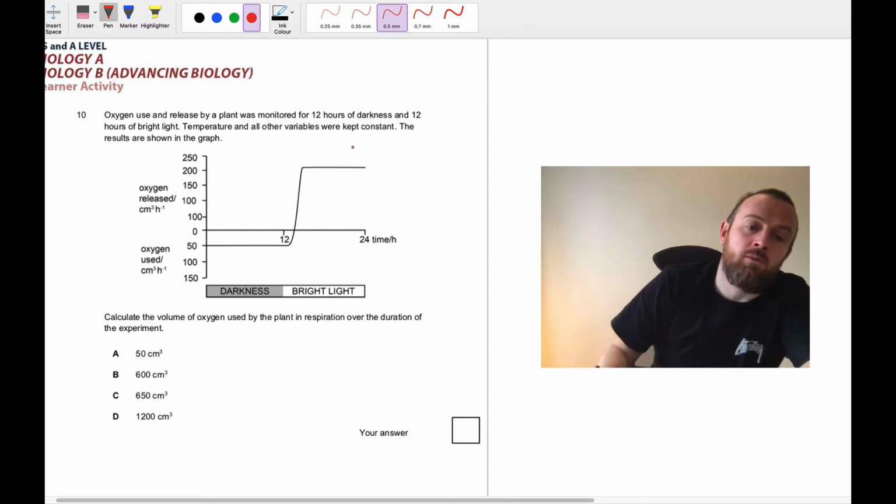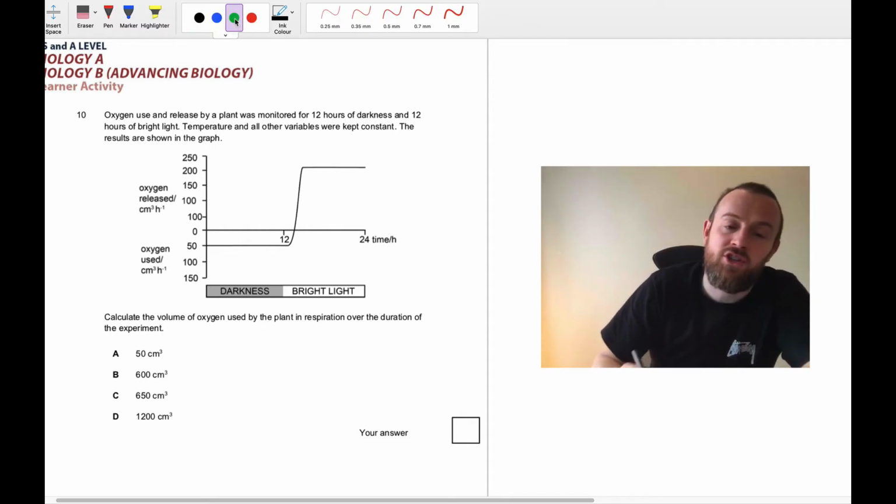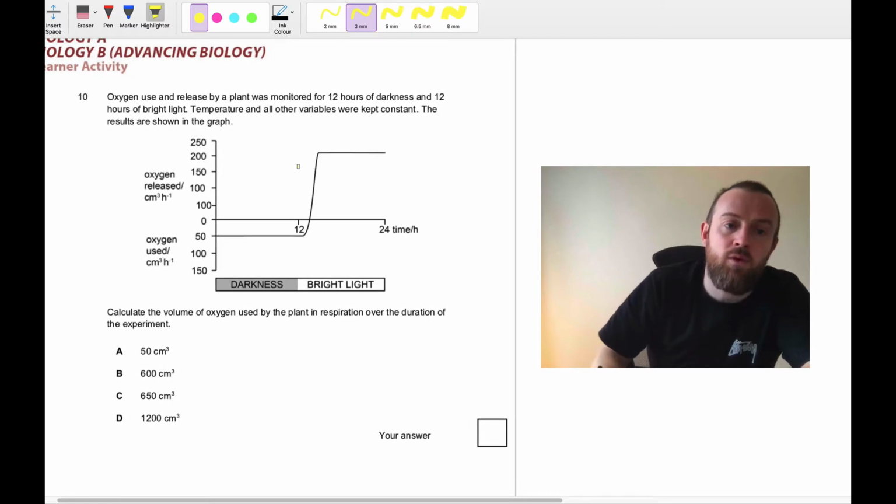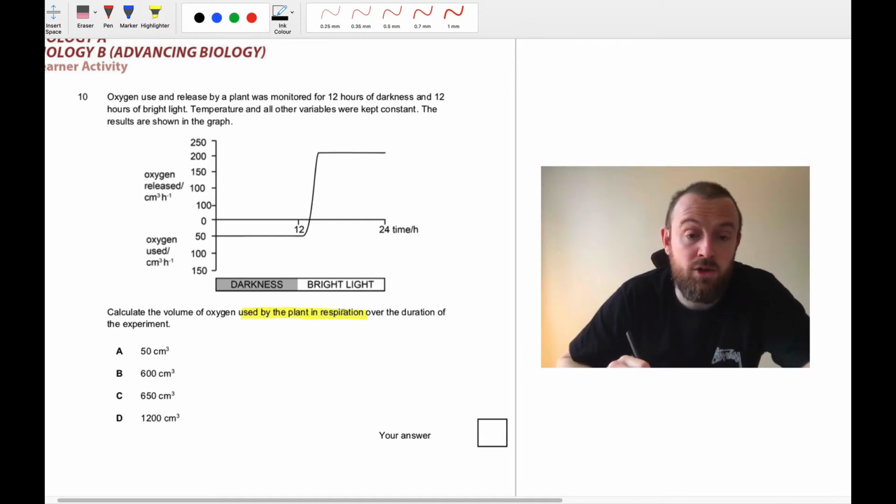Okay, so this is one of those attention to detail questions. They love this sort of question. They really make you read the question and understand what they're asking you. The thing it asks here is oxygen used by the plant in respiration. So how much oxygen does the plant use in respiration?